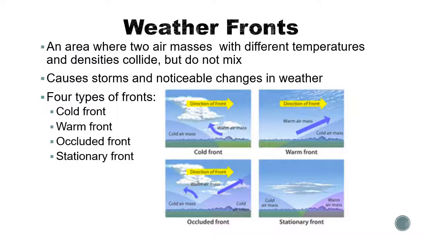So our weather fronts. All our fronts are an area where two air masses with different temperatures and densities collide, but don't mix. They don't mix because the densities are so different. This is what's going to cause our storms and noticeable changes in the weather. We have four basic types of front. We have our cold front, our warm front, an occluded front, and a stationary front.